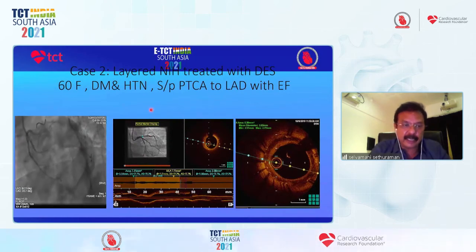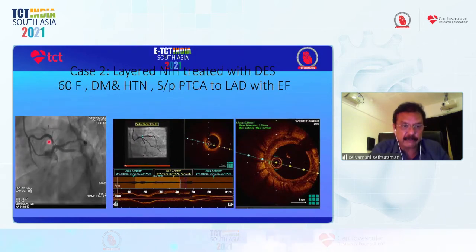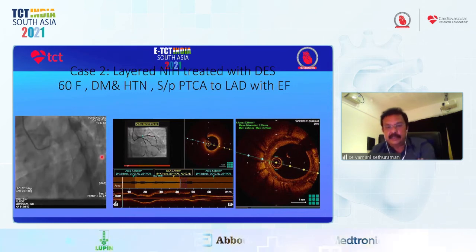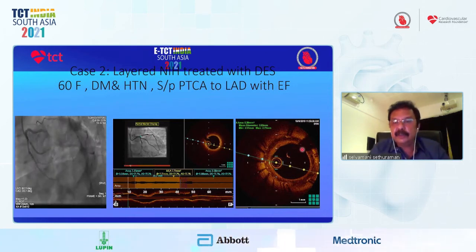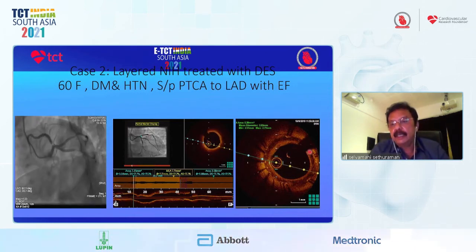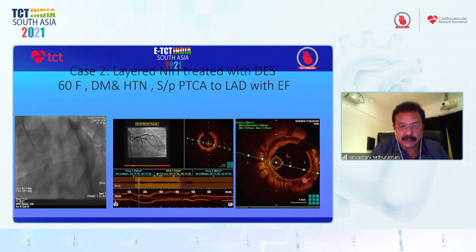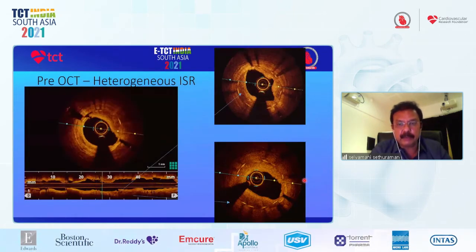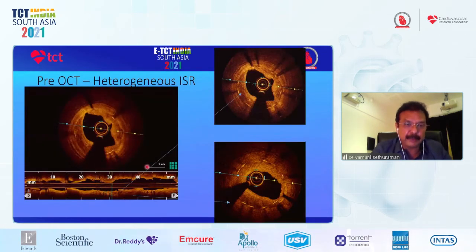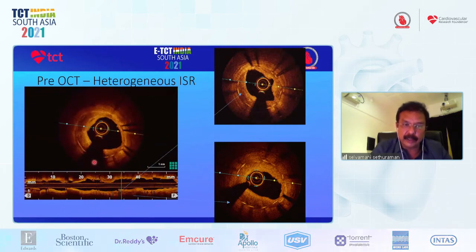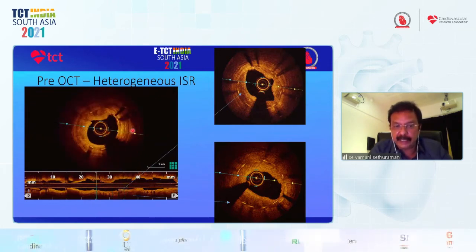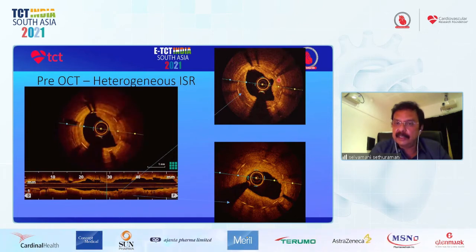Another example, an ISR in the proximal LAD here, a very critical stenosis. And here you see it is a multi-layered heterogeneous ISR which has occurred there. So in such a patient, what is important is you should prepare the lesion very well so that you get a good lumen area, lumen expansion, and it's a heterogeneous ingrowth there.